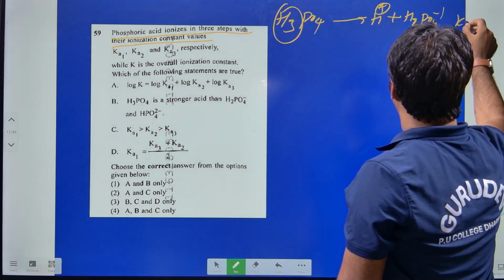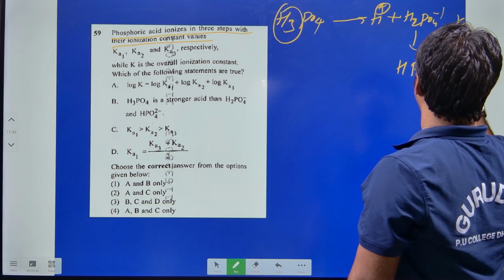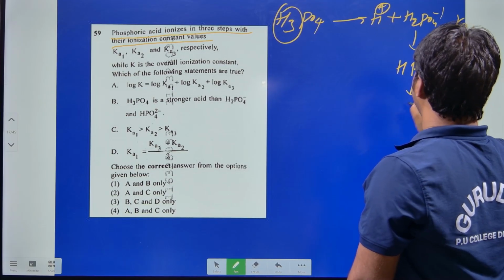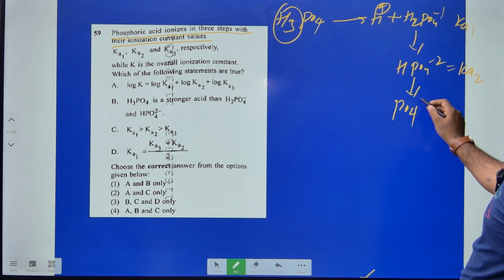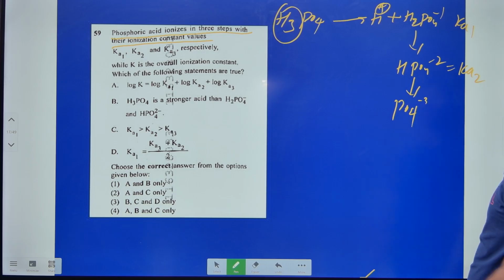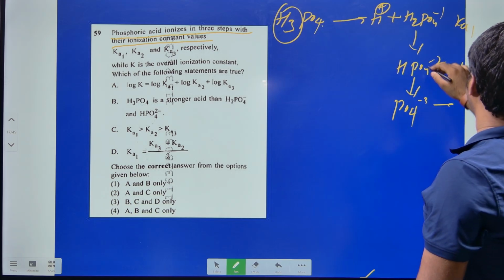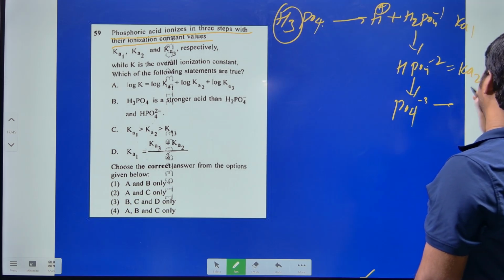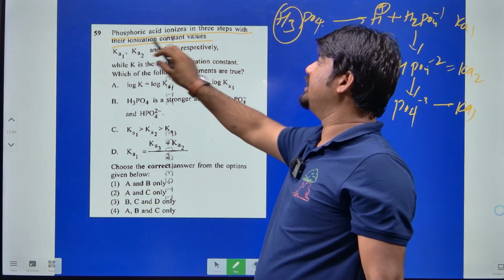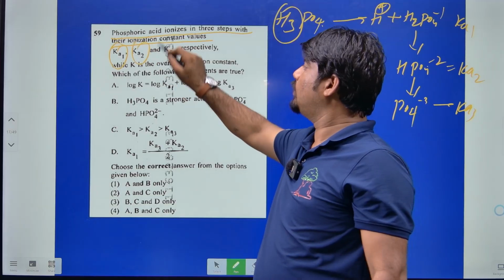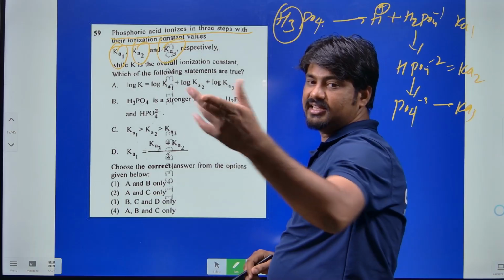Now this is the dissociation constant for this one, Ka1, and H2PO4 minus further ionizes to HPO4 minus 2, called Ka2, and it further ionizes to become PO4 minus 3. This is the first one, second one and third one. Now this is Ka3. Like this, the phosphoric acid ionizes in 3 steps with their ionization constants taken as Ka1, Ka2 and Ka3 respectively, where K is considered as the overall ionization constant.